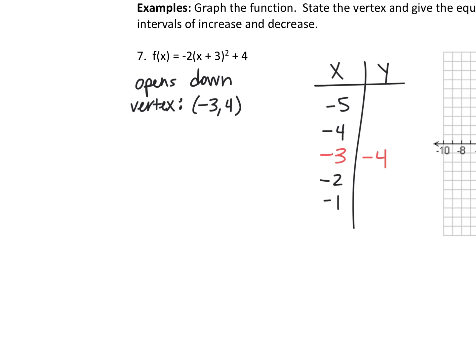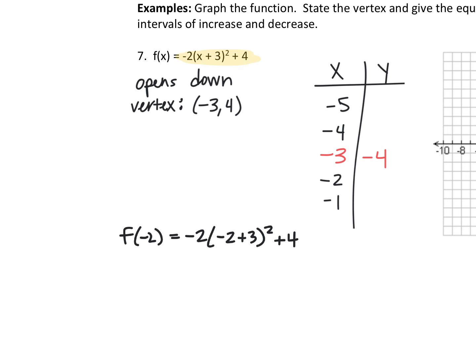So I would look at my equation here, and I take my x value, and I just put it in what spot? If I have like -2, where would I put it in the equation? X, yeah? So I would say, okay, f of -2 is, and I'm taking that equation, -2 times (-2 plus 3) squared plus 4.